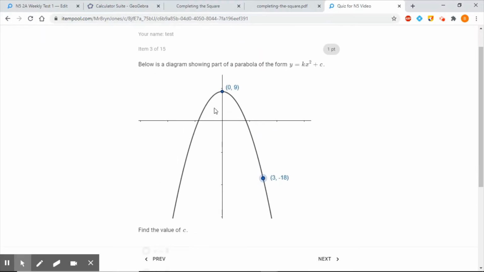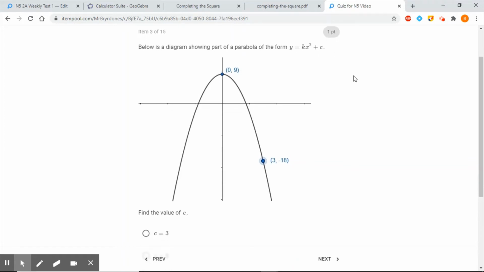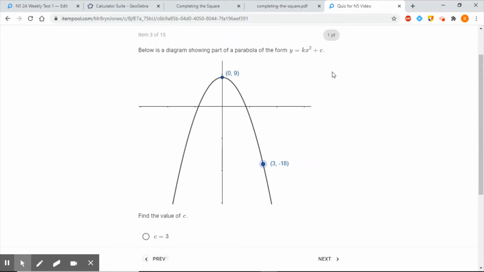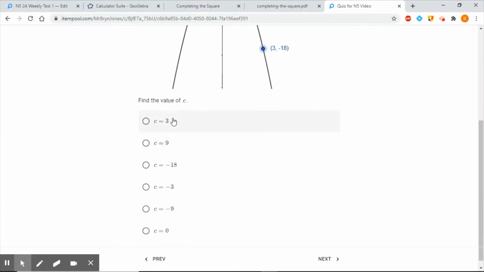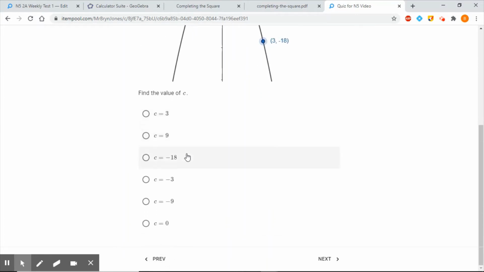Okay, so we've got a diagram showing a parabola in the form y equals kx squared plus c. The first question is find the value of c. So again, c is going to be the y-intercept. It's where this line crosses the y-axis. So let's look at these options they've given us: 3, 9, minus 18, minus 3, minus 9.